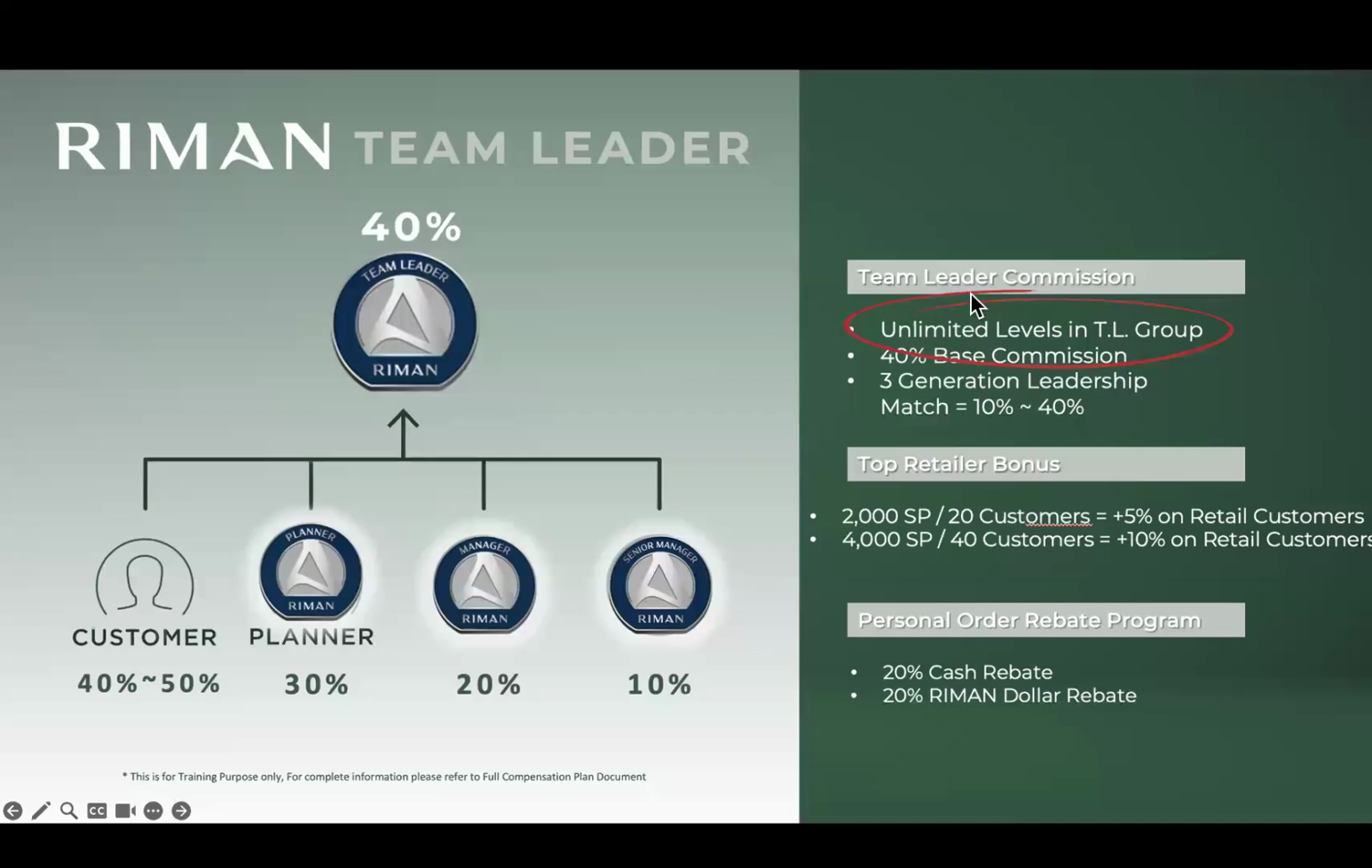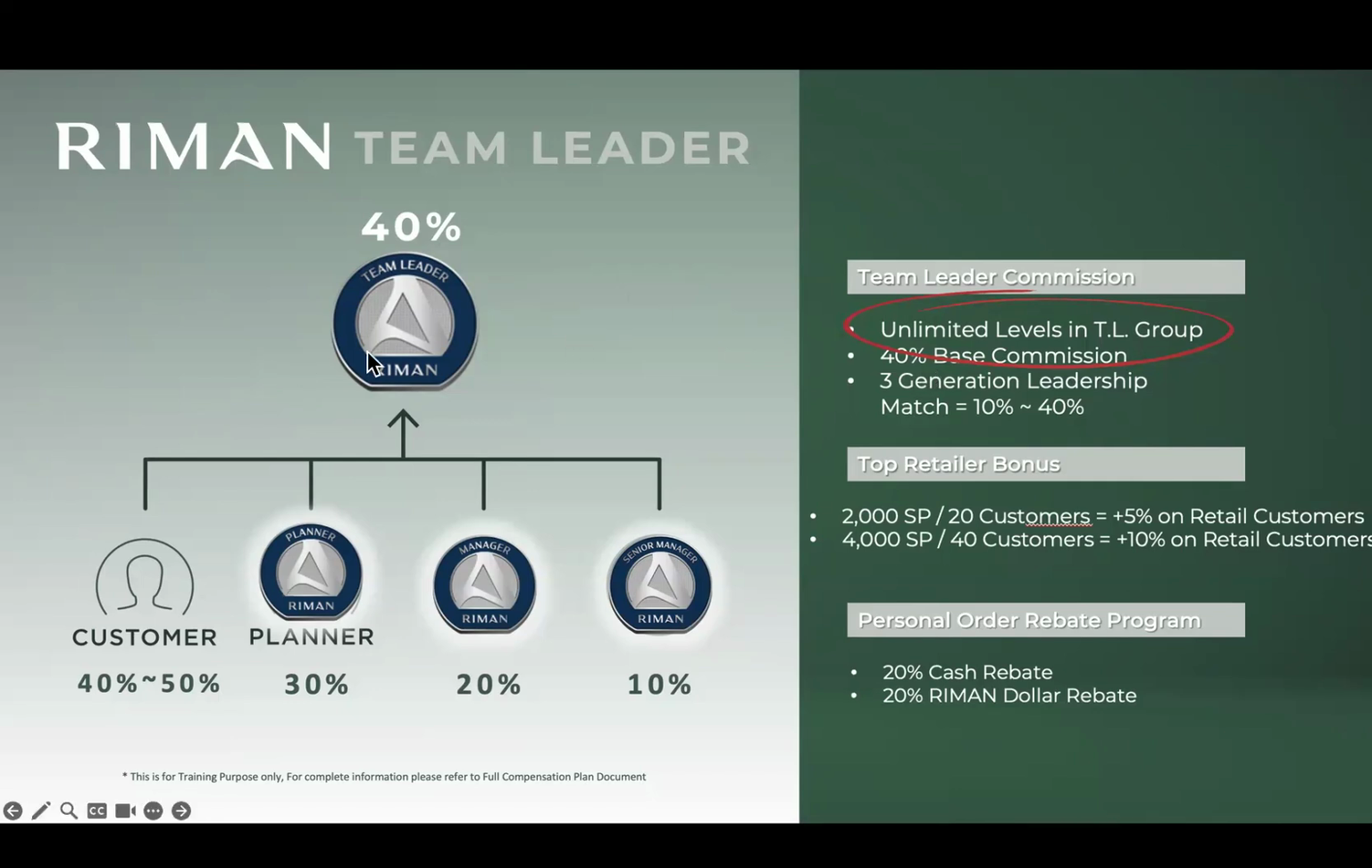But here's the nuance I want you to pay attention to. Unlimited levels in team leader group. This is staggering. This is where the real big money starts to pay you. This is where you could really start making some lucrative full-time income. Now, what I mean by unlimited levels in TL group, and actually this is where the leadership match bonus kicks in, but I'll break that down later as I cover the matching bonus.